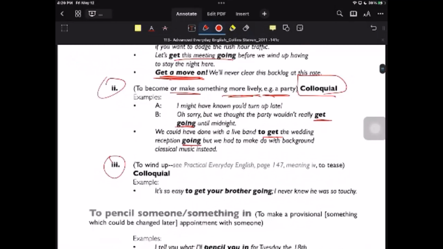The third meaning for it: to wind up, to tease. Collocation as well. It's so easy to get your brother going. I never knew he was so touchy, so oversensitive like that. Okay, so yeah, to wind up or tease someone. So to get someone going. Yeah, I'm gonna get you going, guys.